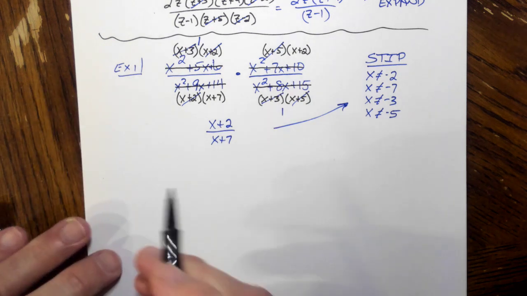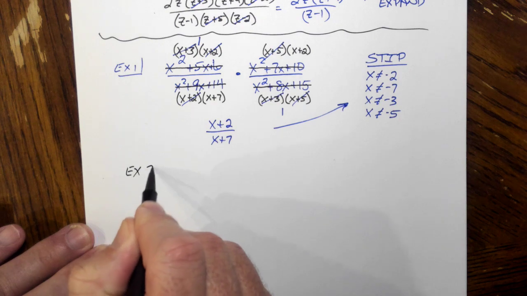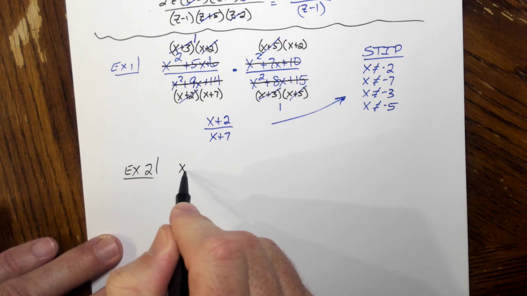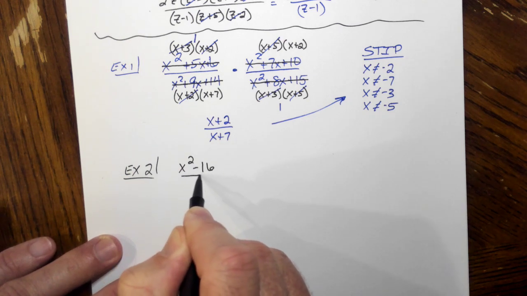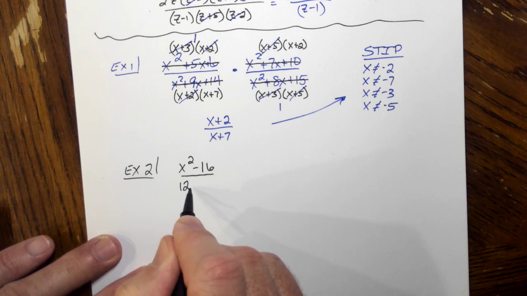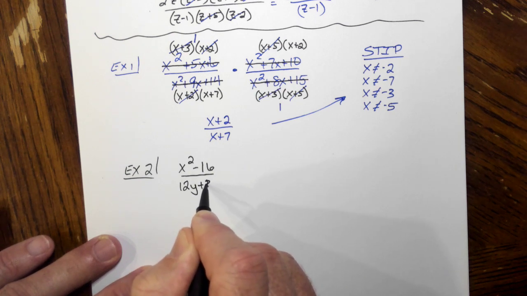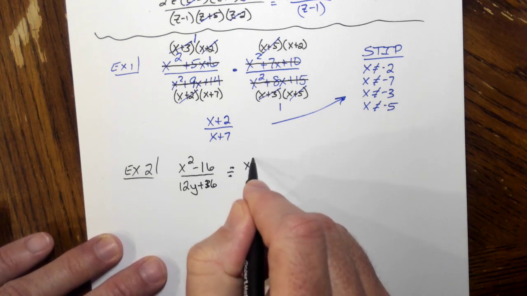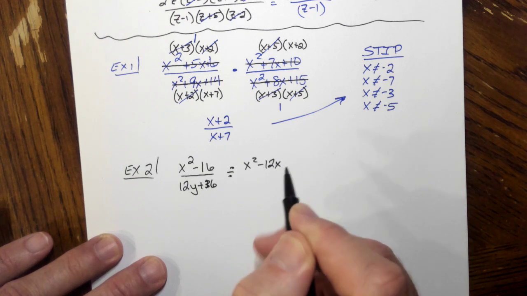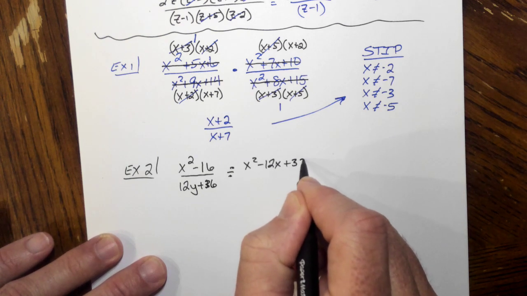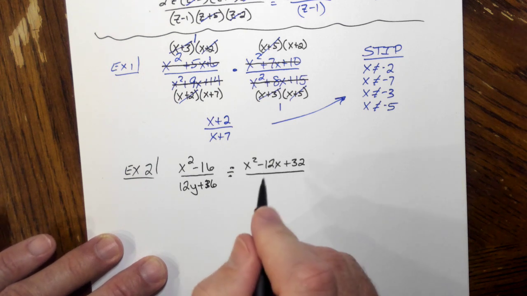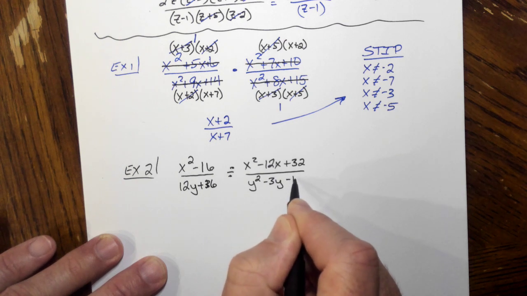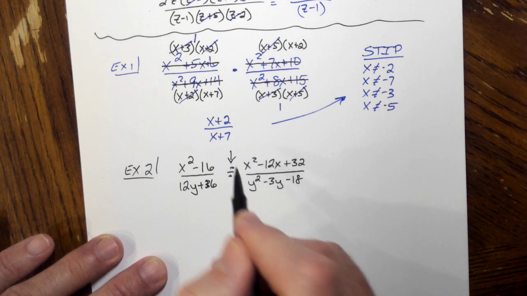All right, let's try this one. This one will go a little division. So x squared minus 16 over 12y plus 36, divided by x squared minus 12x plus 32 over y squared minus 3y minus 18. It is a division problem.